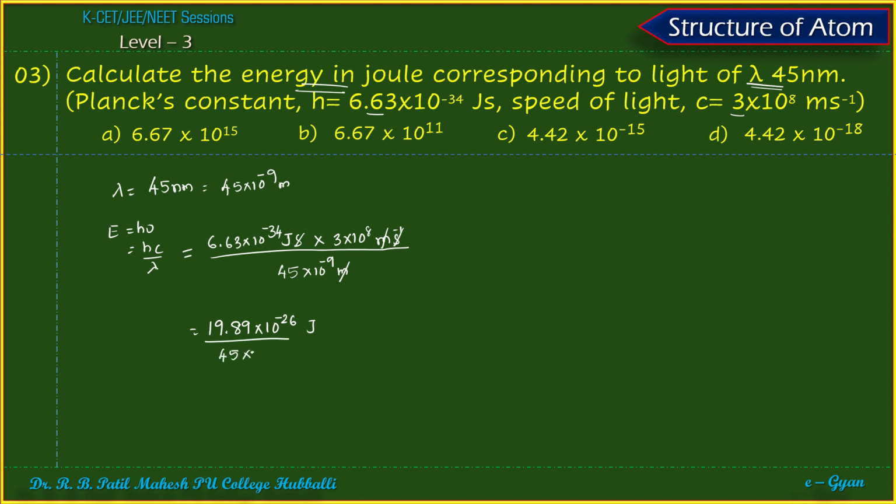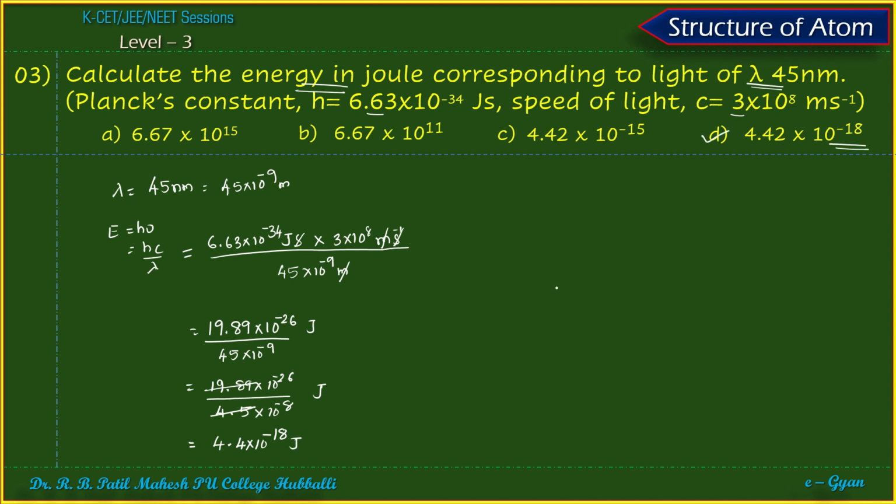divided by 45 into 10 to the power minus 9 as it is. It will take hardly 1 minute to simplify, as I am explaining it is taking time. So 45 I can write as 4.5 into 10 to the power minus 8 joules. So 19.89 divided by 4.5, the value we are going to get is around 4.4 into 10 to the power minus 26 plus 8, which gives you the answer in terms of 10 to the power minus 18 joules.